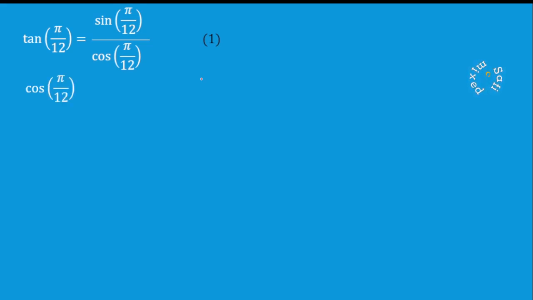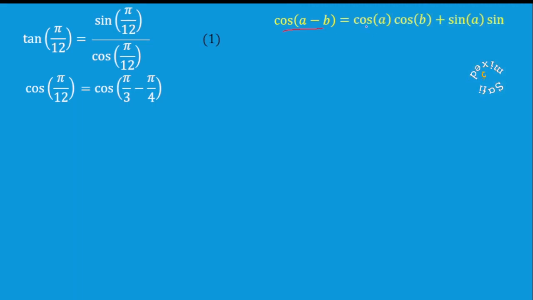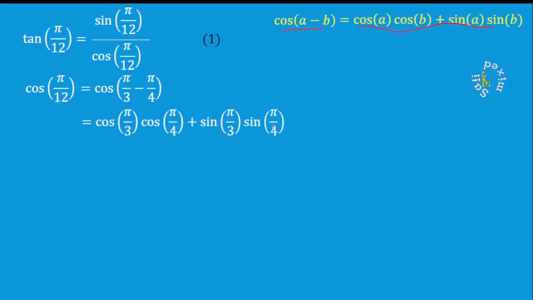The argument of cos can be written in the form of two terms, pi by 3 minus pi by 4. Now, using the standard definition of cos of a minus b, which we can write as a sum of two terms, cos a cos b plus sine a sine b. With this definition, I can write this in the form of cos pi by 3 cos pi by 4 plus sine pi by 3 sine pi by 4.